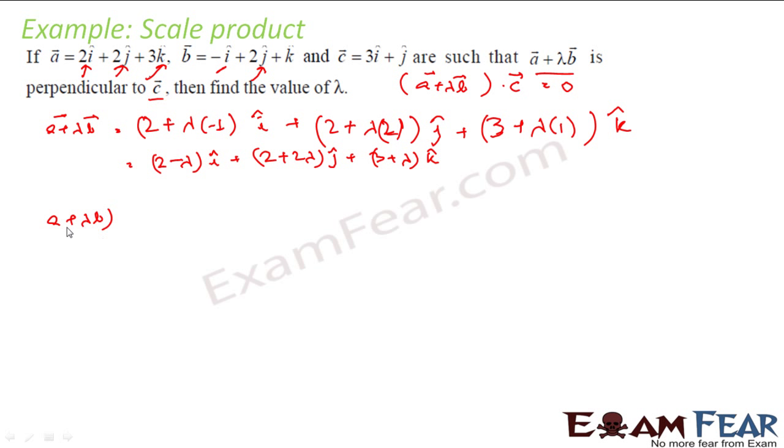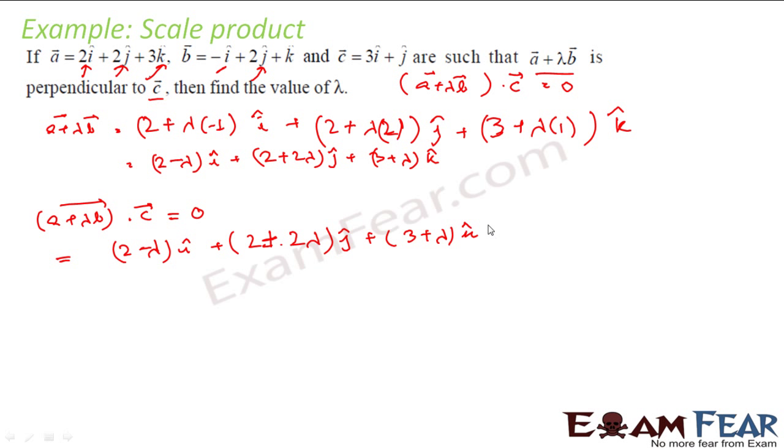I am told that (A plus lambda B) dot C vector is equal to 0. Let's find A plus lambda B dot C vector. A plus lambda B vector, I just write like this: (2 minus lambda) I plus (2 plus 2 lambda) J plus (3 plus lambda) K, the whole thing dot C vector, that is this guy, 3I plus J, this guy is equal to 0.